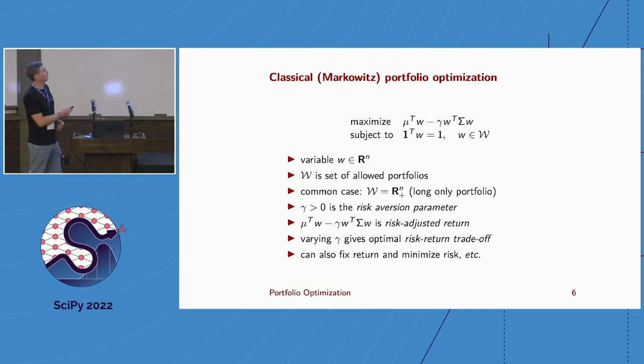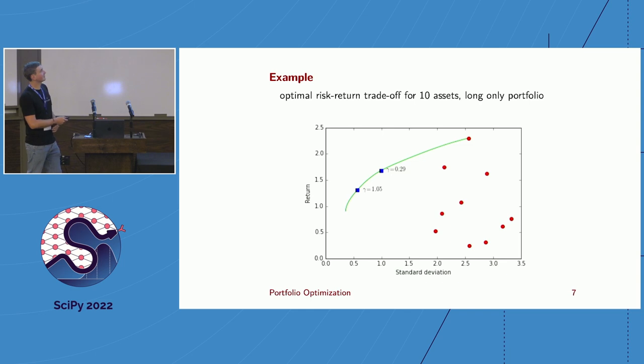And basically, yeah, we're trying to optimize for this risk-adjusted return, as it's called, and we're going to have a trade-off. How does this look like? So we have 10 assets here in this example, and their risk, here as the square root, so the standard deviation, is plotted against their expected return here on the y-axis.